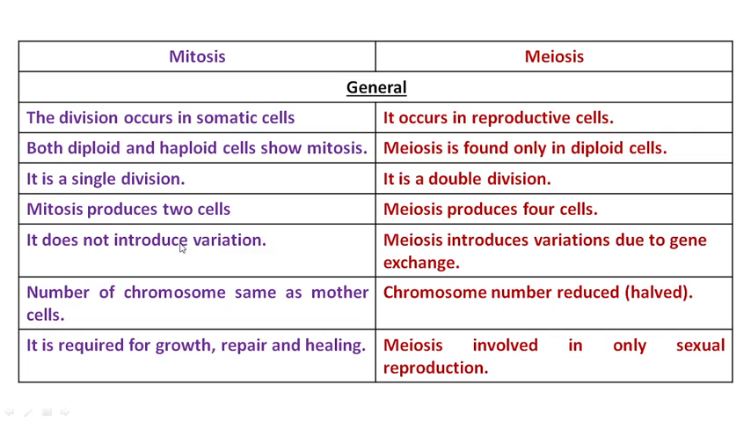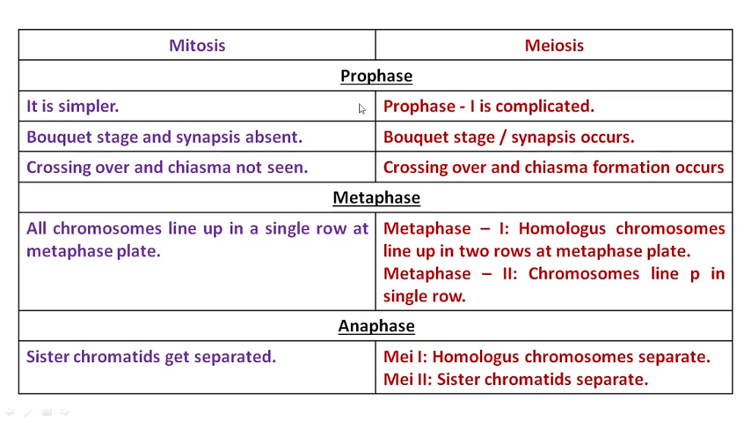Mitosis does not introduce variation. It is specifically to keep that identical type of cell. While meiosis is to introduce variation because of recombination. The number of chromosomes is the same as the mother cell in case of mitosis, while in meiosis the number of chromosomes is half the number of the mother cell. Mitosis is required for growth, repair, and healing, while meiosis is required for sexual reproduction.